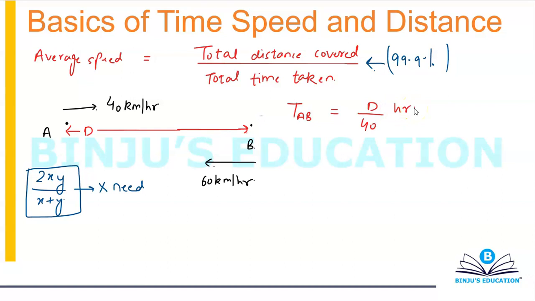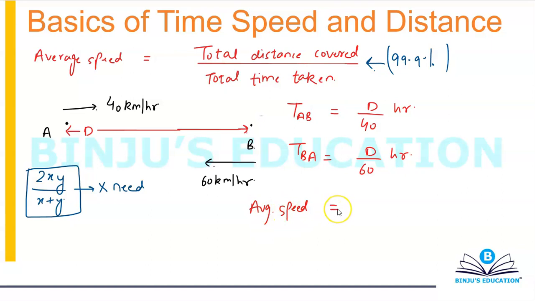Total distance is d, the average speed is 40, so the time taken will be d by 40, that's it. If I talk about time taken from B to A, that will simply be d by 60, because distance is again d and the average speed is given as 60 km per hour, so total time taken will be d by 60.